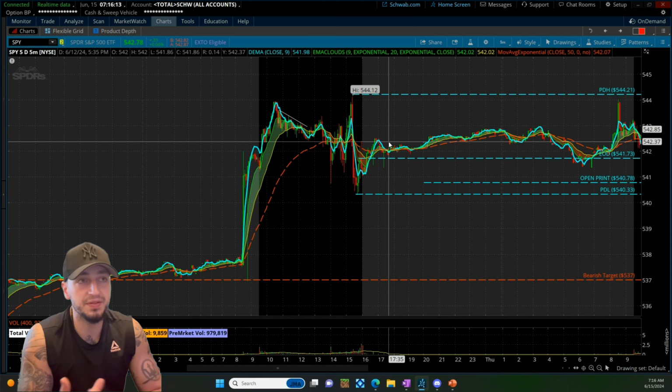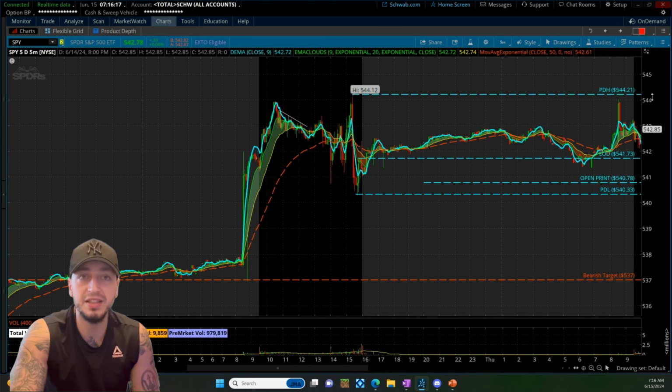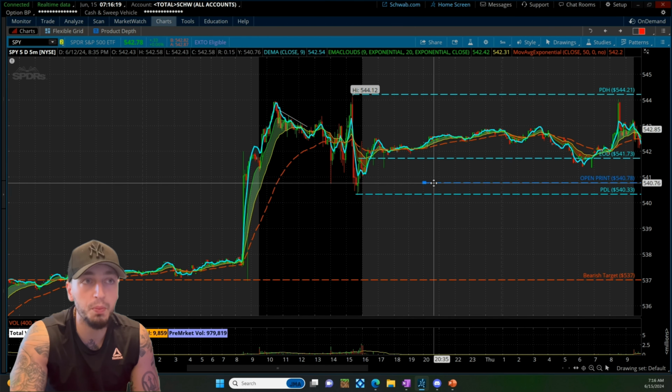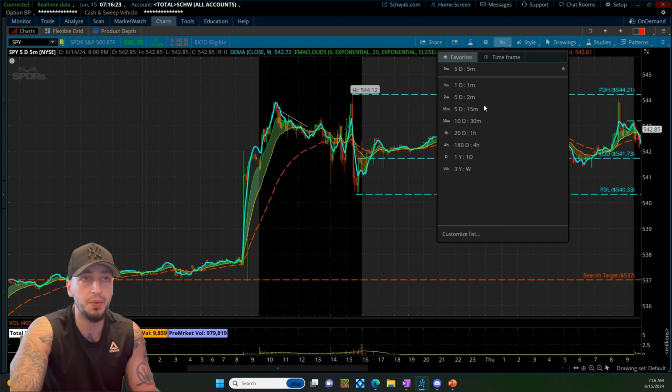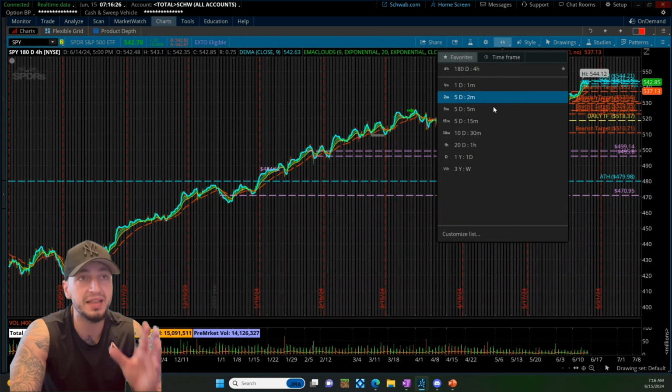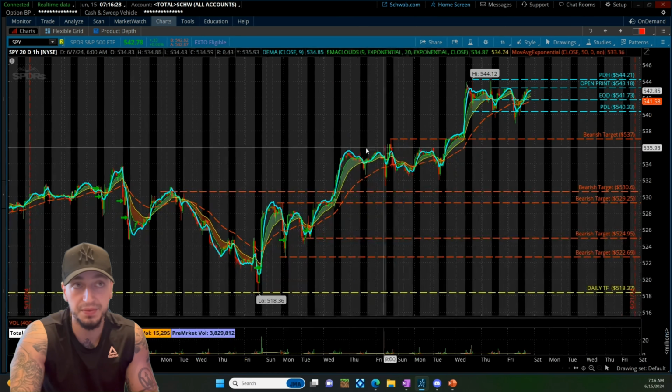So we got end of day, we got previous day low, we got previous day high. There's one more, and that's open print. Open print is the opening print right when that bell goes off. So before I go any further, what I want to do is break down how I identify opportunities on the 1 hour time frame.